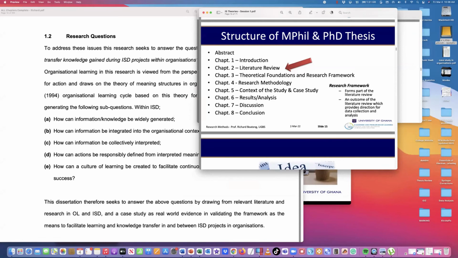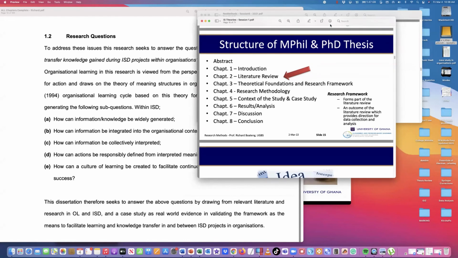So this is what I should have shown to you already. So now we are looking at it. That's why it is happening. You see that after the literature review, you have a theoretical foundation chapter and a research framework. Then you go to context of study, a research methodology and context of study. This one depends on your supervisor. It can come before the methodology or after, depending on what you are doing.